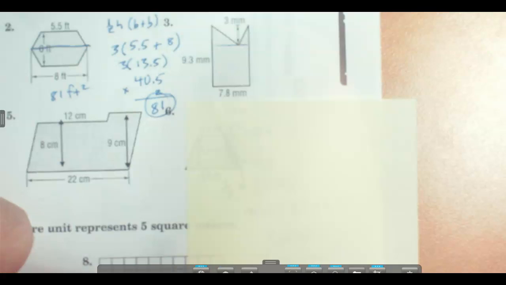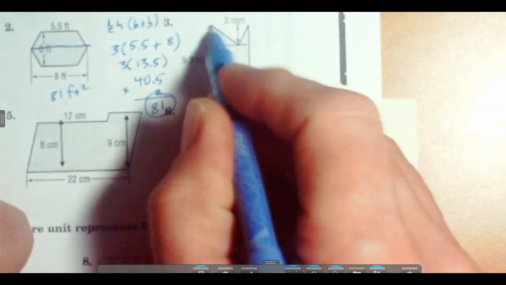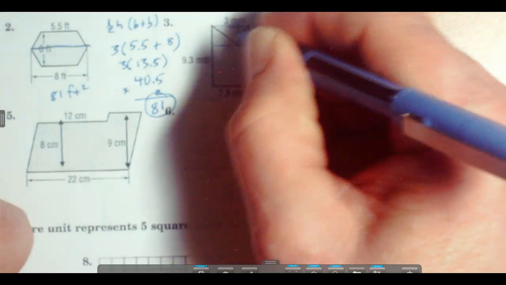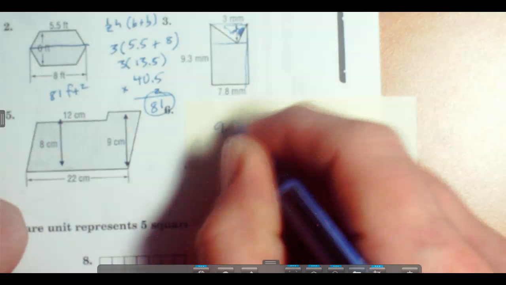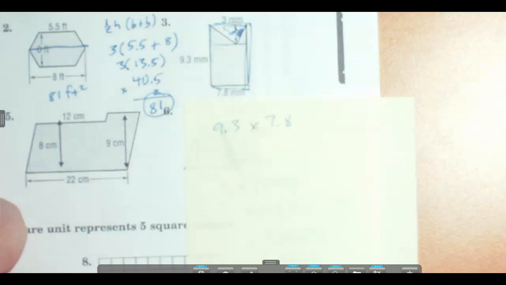Well, let's see. I suppose we could do a couple of triangles. Do we have the measurements to do that? I don't know. We've got the height here, so you know what? I think I'm going to find the area of this entire rectangle, and then I can subtract out the triangle. See what I'm saying? So we're going to do 9.3 times 7.8, and that's going to give me this entire rectangle here. And then I'm going to take the area of the triangle and I'll subtract it. I'm going to work backwards.